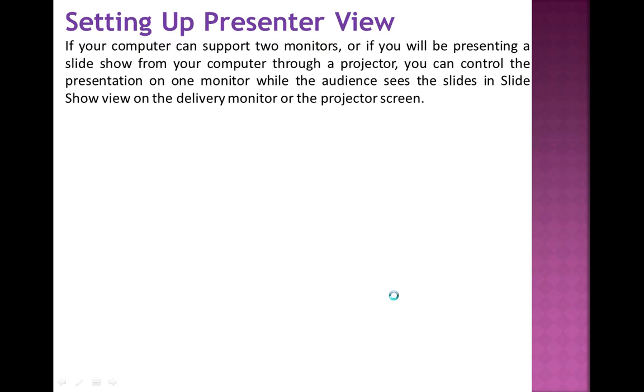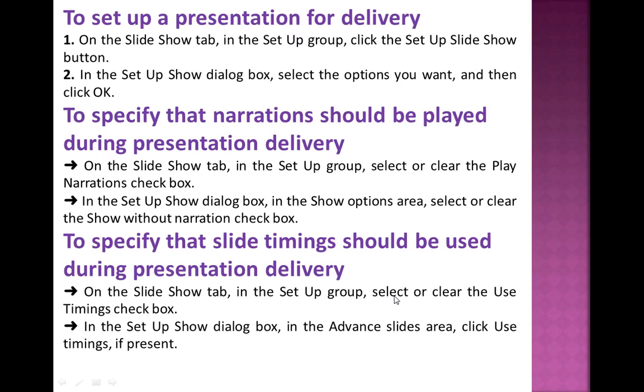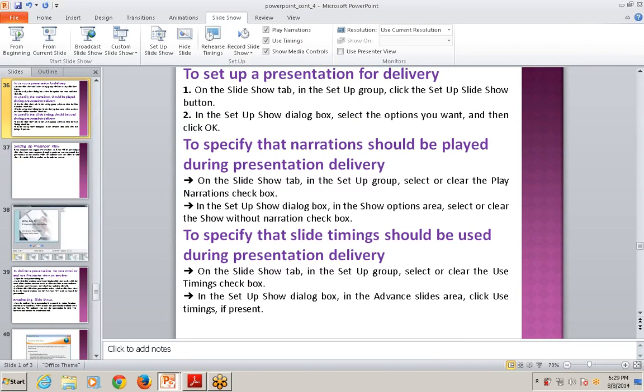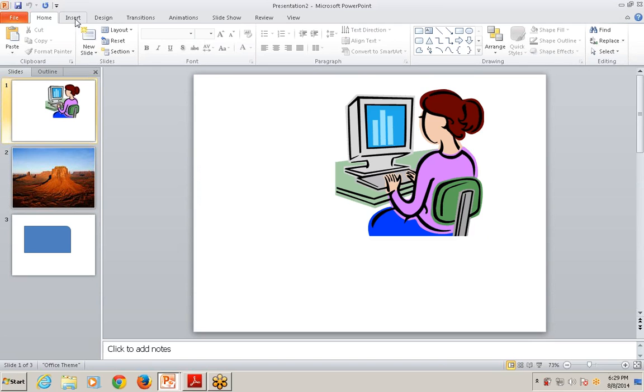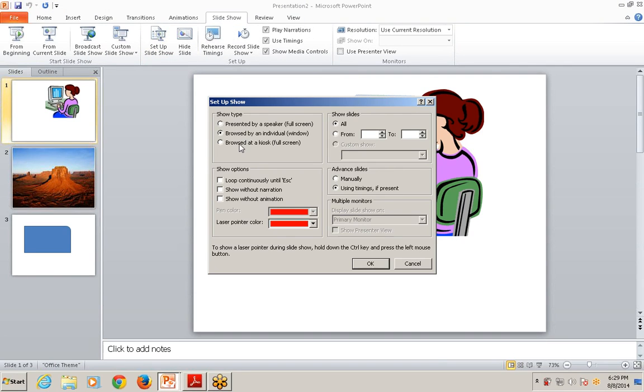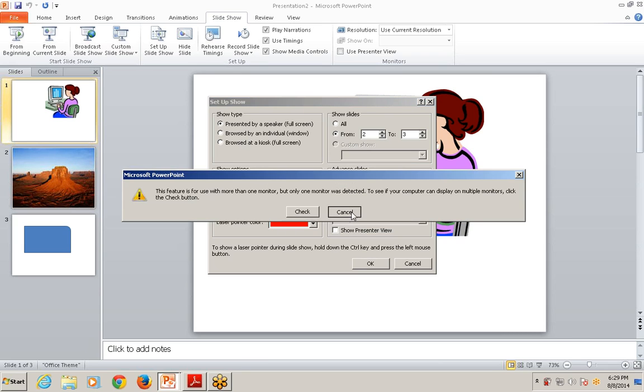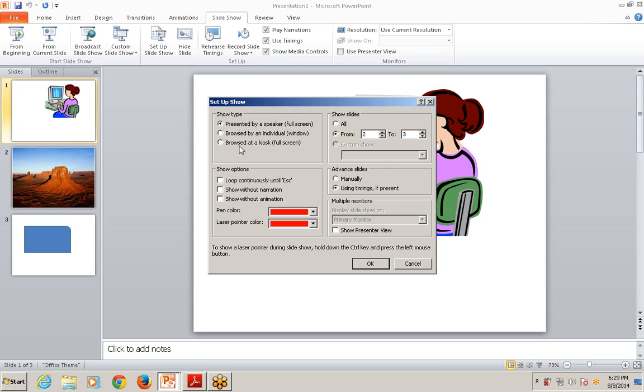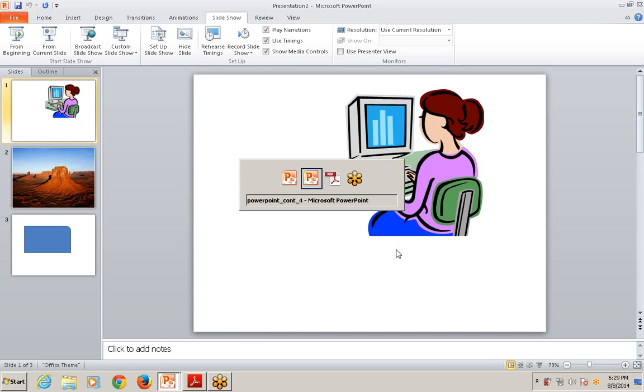Then next is how to set up the presenter view. But before this, let's take a quick review of the practical approach. Simply go to the setup show. You can use either this one, this one, this one, this one. You can give the slide number from 1 to 2. You can give the manual, timing, presenter view. This is another thing. You can apply these changes with the help of the setup show option. So this is how we can apply the setup show option.